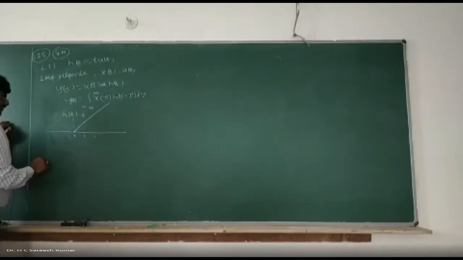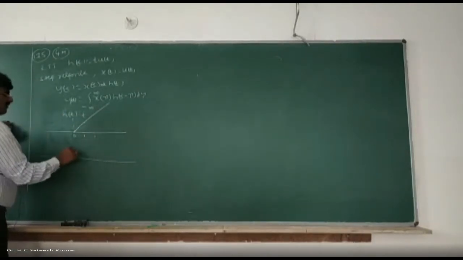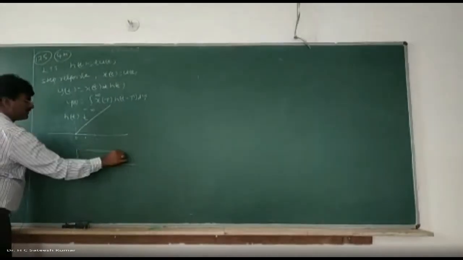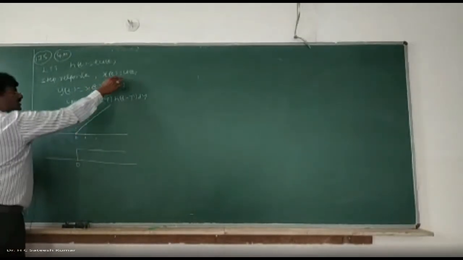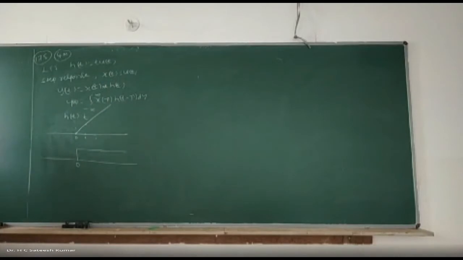Okay, x of t is what? X of t is ranging from where to where? 0 to infinity. X of t is u of t. Step response is always x of t is u of t. Is it okay? Okay, right.